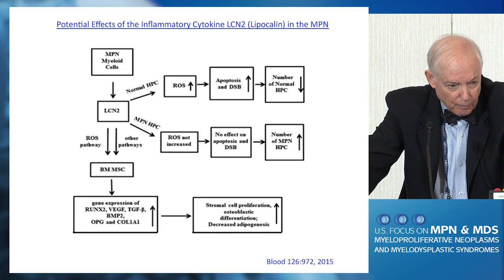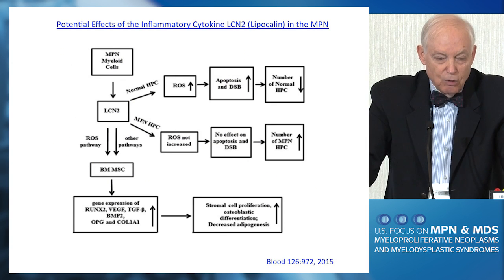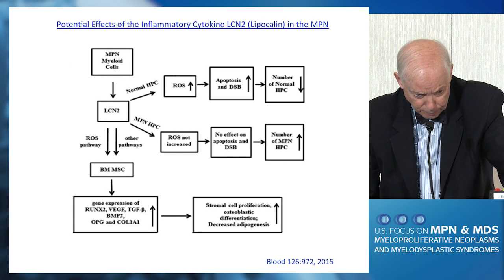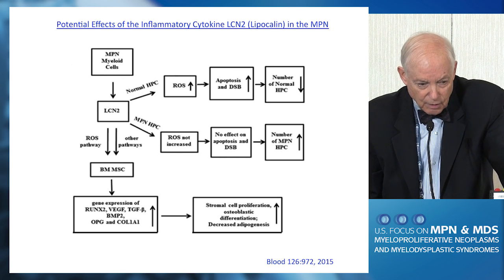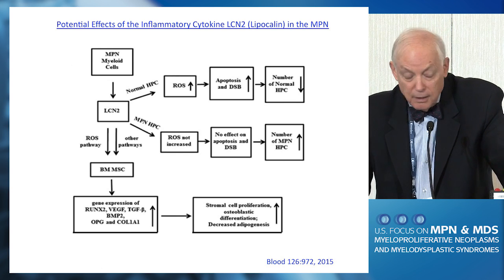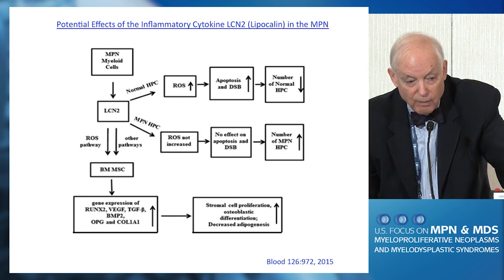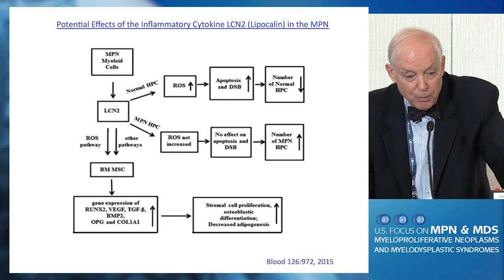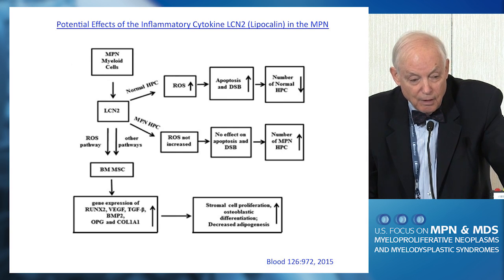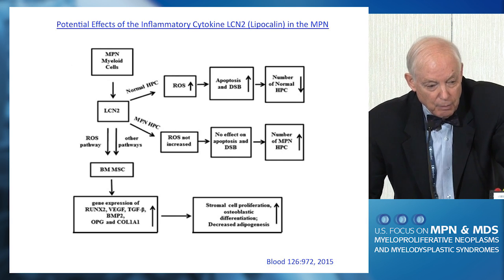This is a study published by Ron Hoffman on potential effects of lipocalin, LCN2, in the MPN. This came up in our gene expression profiling, so he took that data and went ahead and studied this. It's published in Blood. And what you have lipocalin doing, being secreted by the malignant stem cell, is it's killing off the normal stem cell population, increasing reactive oxygen species, causing double-stranded DNA breaks, killing these cells, but not touching the malignant cell population. It's sort of like a fungus killing off bacteria by making an antibiotic.